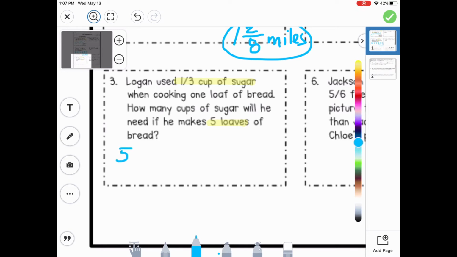And the strategy that I showed you yesterday, I multiplied my whole number by my fraction by just multiplying across. In order to do that, I needed to put the whole number 5 over 1, and then you can just multiply across. So 5 times 1 equals 5, and 1 times 3 equals 3. So he would need 5/3 cups of sugar, or that's the same as saying 1 2/3 cups of sugar.